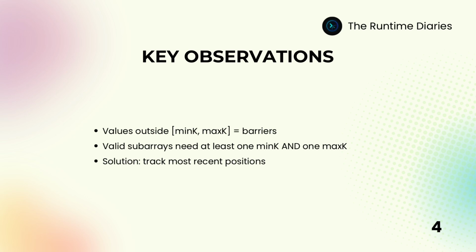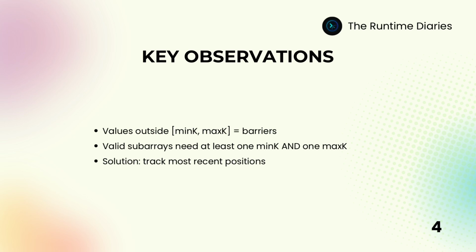Three core truths unlock the entire solution. First, any value outside the range minK to maxK acts as an instant barrier. If you encounter a number smaller than minK or larger than maxK, any subarray containing that number is automatically invalid. You can't use it. It's like hitting a wall that divides your array into separate regions.